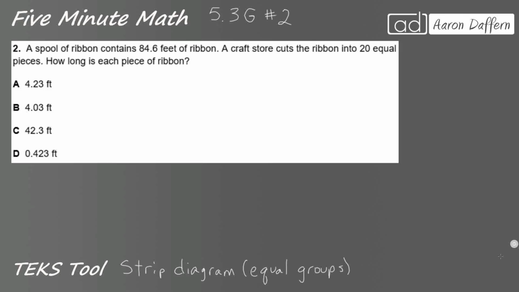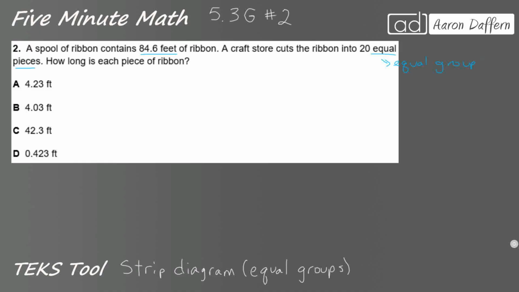So we have a spool of ribbon. It contains 84.6 feet. We're going to need that number for something. And look, the store is cutting the ribbon into 20 equal pieces. All right, so I'm going to stop right there. When we see equal pieces, that is going to be our clue that we are dealing with, well, you see the word equal in there, equal groups.